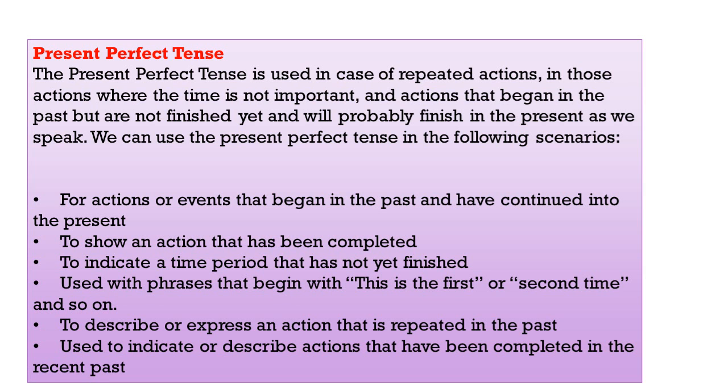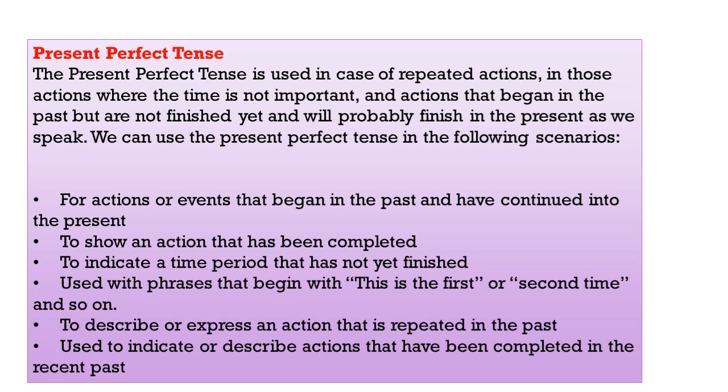Next, we are going to see present perfect tense. The present perfect tense is used to express an action that has been recently completed. Here, the action began in the past but is not finished yet and will probably finish in the present, or it might have been completed just before. In those cases, we use present perfect tense.